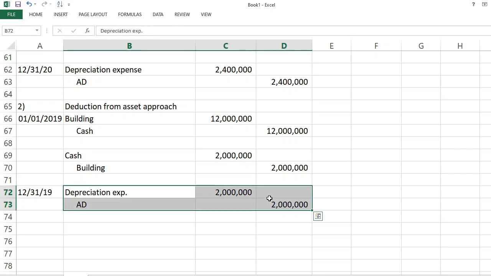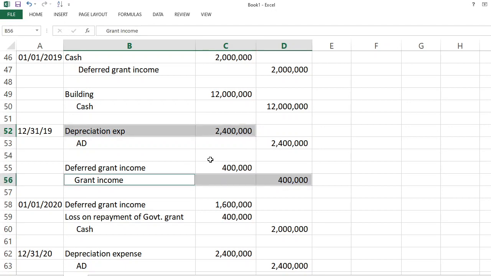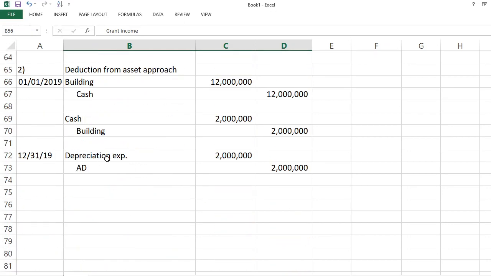If you're going to look at it, it's actually the same. Compare it to the first approach. You have depreciation expense of 2.4. You have an income of 400. Expense, 2.4. Income, 400. What's the net? Net expense of 2 million. If you are using the second approach, all we recorded is an expense of 2 million. So it's just netted, it's actually the same. There is no effect on the income statement, it stays the same.